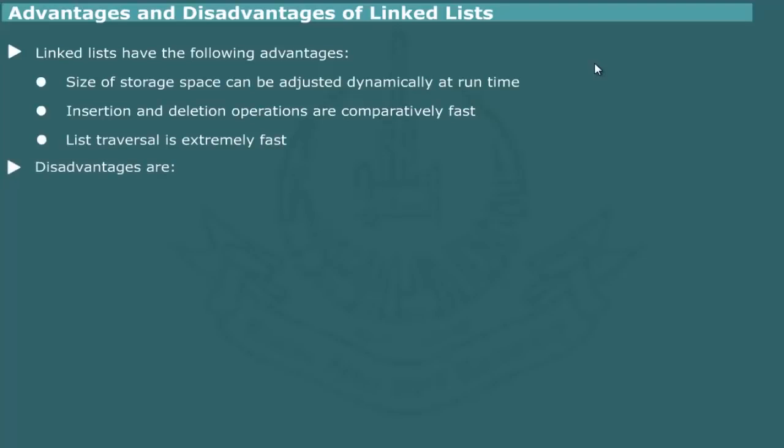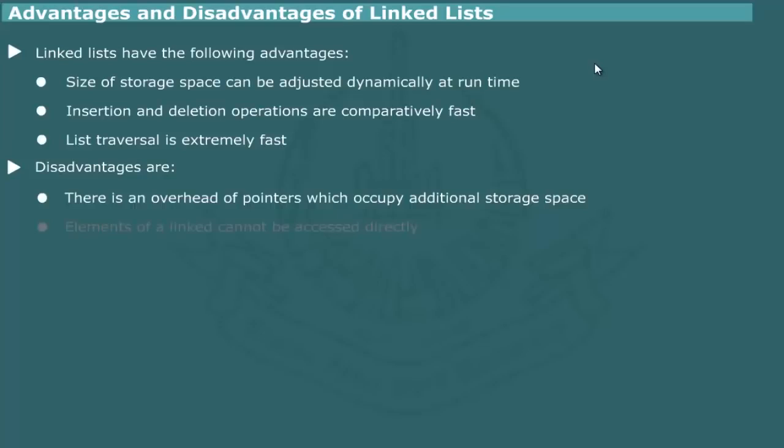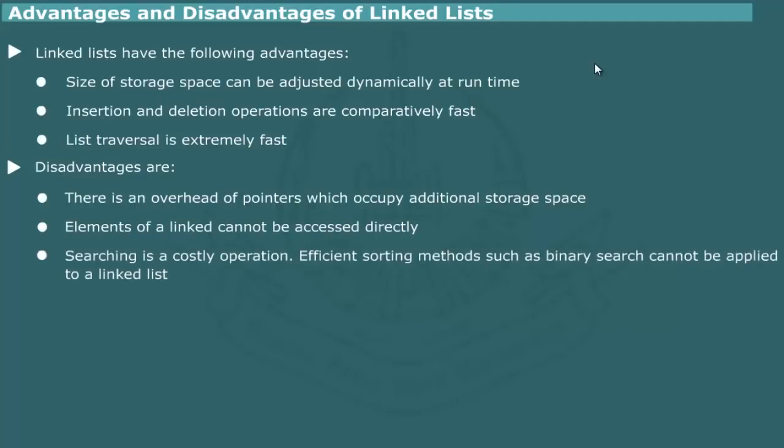The disadvantages associated with a linked list are: a linked list has an overhead of pointers which occupy additional storage space. The elements of a linked list cannot be accessed directly. Instead, one needs to scan the list in order to reach a particular element.